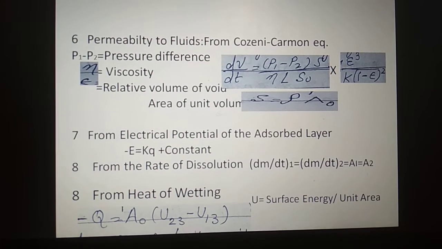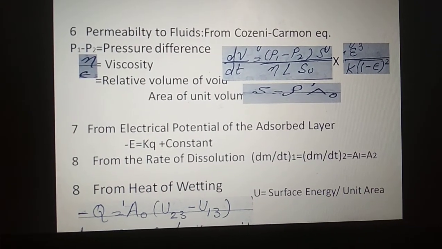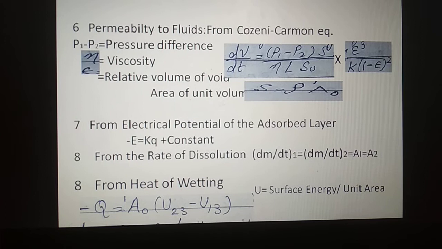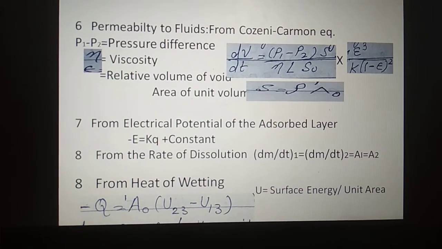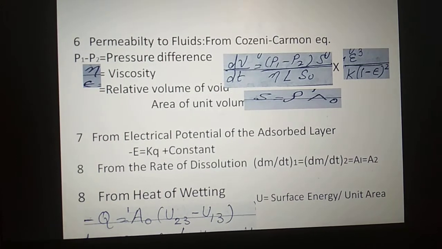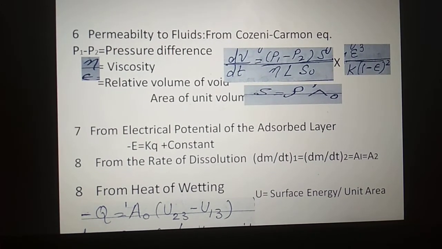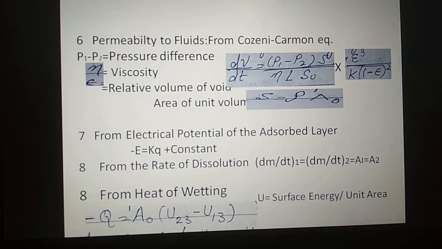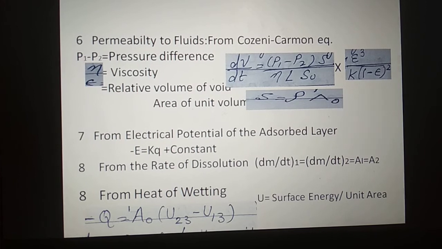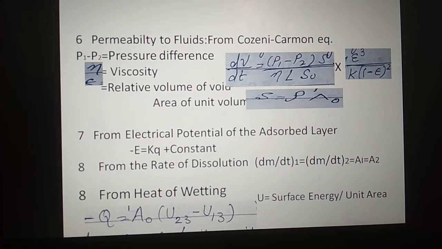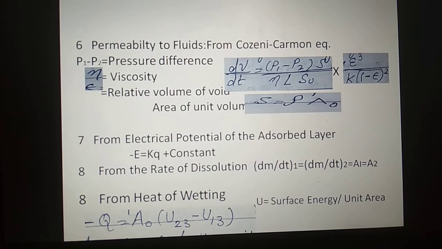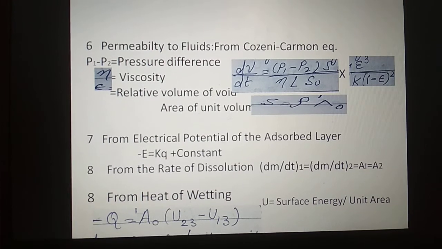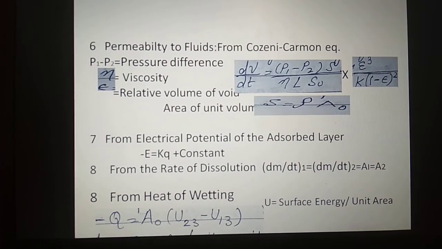A2 is the area of the boundary between the saturated film and the unsaturated solution, so it ought to be significantly smaller. Ninth method is from heat of wetting. 1 gram of a powder having surface area A0 is immersed in liquid. Then A0 centimeter square of the gas solid interface disappears and A0 centimeter square of the liquid solid interface forms. The heat of wetting is minus Q is A0 into U2C minus U1C. U is the surface energy per unit area.